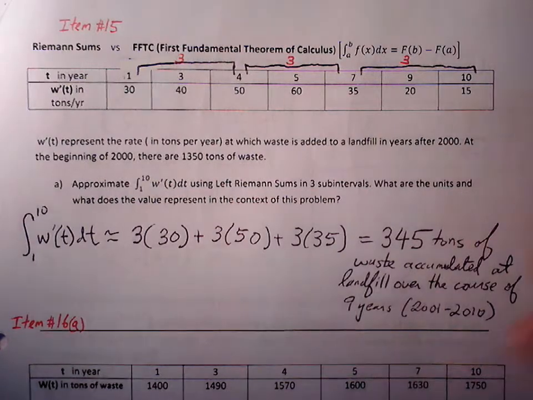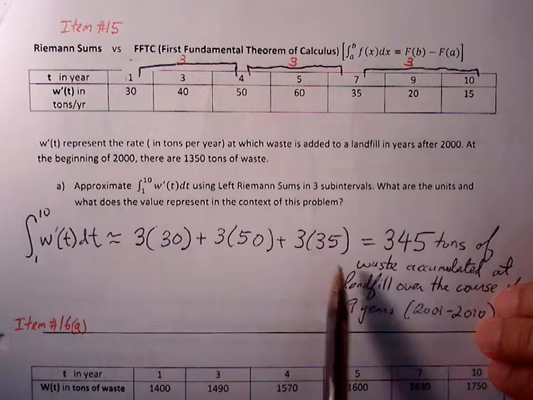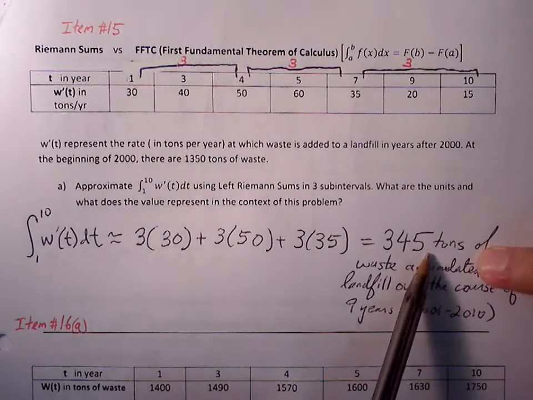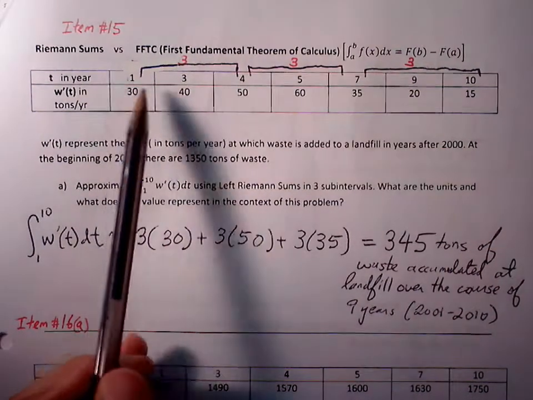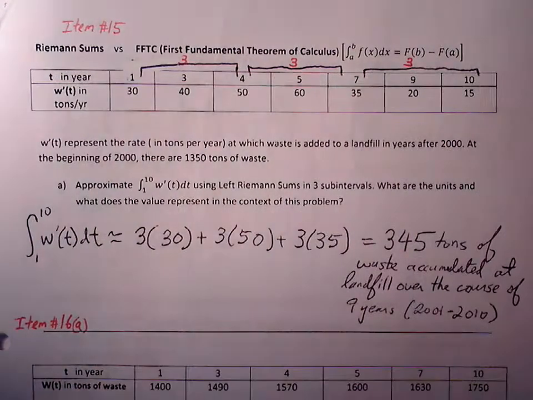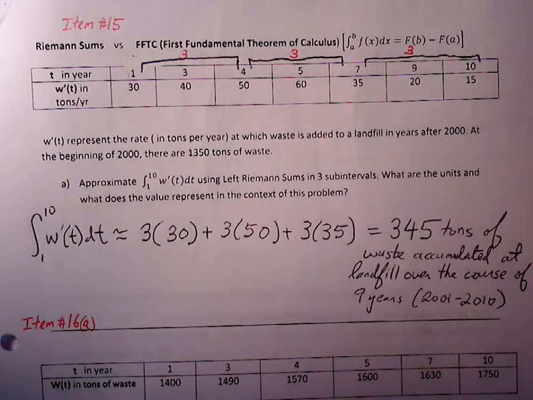What are the units? If we accumulate these rates over the period of time, then our tons per year is going to change into overall tons. And we go through Riemann sums, left Riemann sum, so width times height, width times height, width times height. Okay, 345 tons of waste accumulates over that time period.